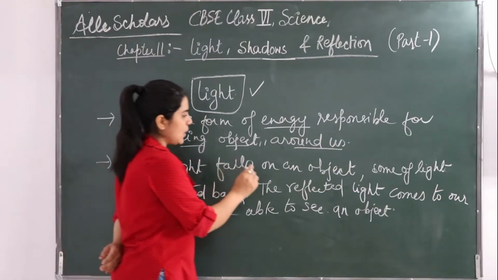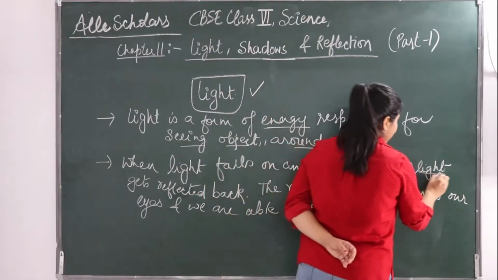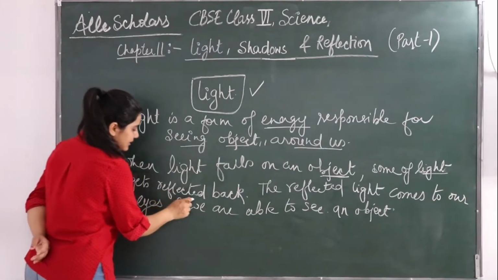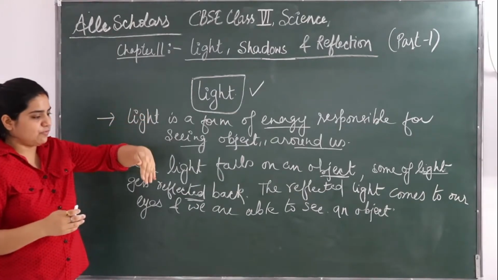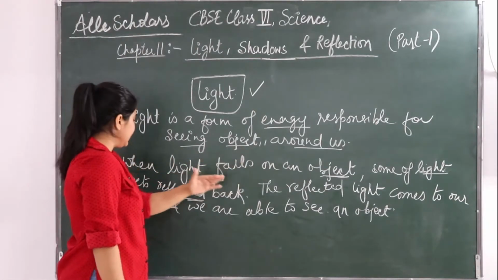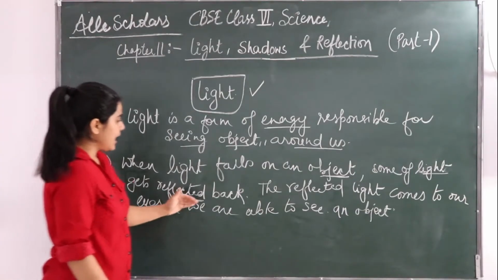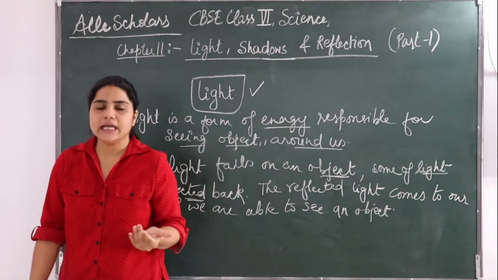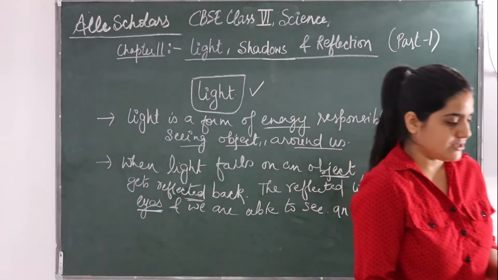So when light falls on an object, remember students, not all of the light, but some of the light gets reflected back. As I have shown you in the diagram, it falls on an object and gets reflected like this. And the reflected light comes to our eyes, and we are able to see an object. This makes us see an object. Okay? So this is what is called light.